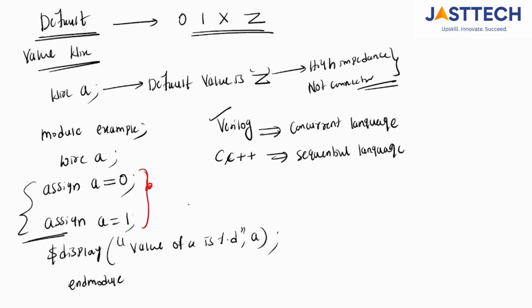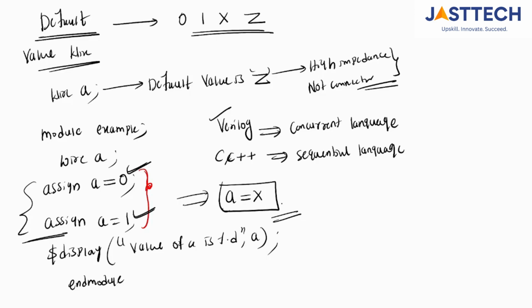So the compiler will throw the value A equal to X. Why? Because the compiler can't decide. First I assign the A value as 0, after that I assign A equal to 1. The compiler can't decide whether A is 0 or 1, so A equal to X. You can try this program in the Vivado tool: assign A equal to 0, assign A equal to 1, and you will get A equal to X.